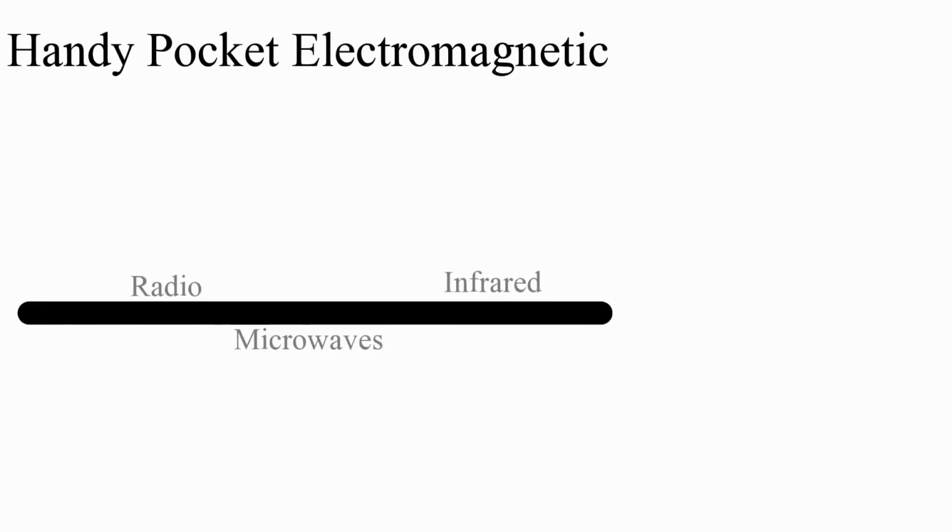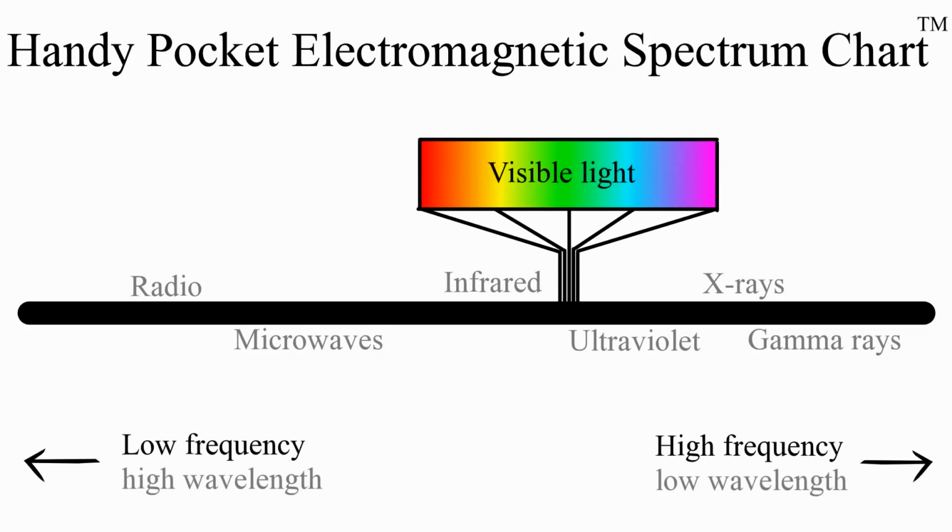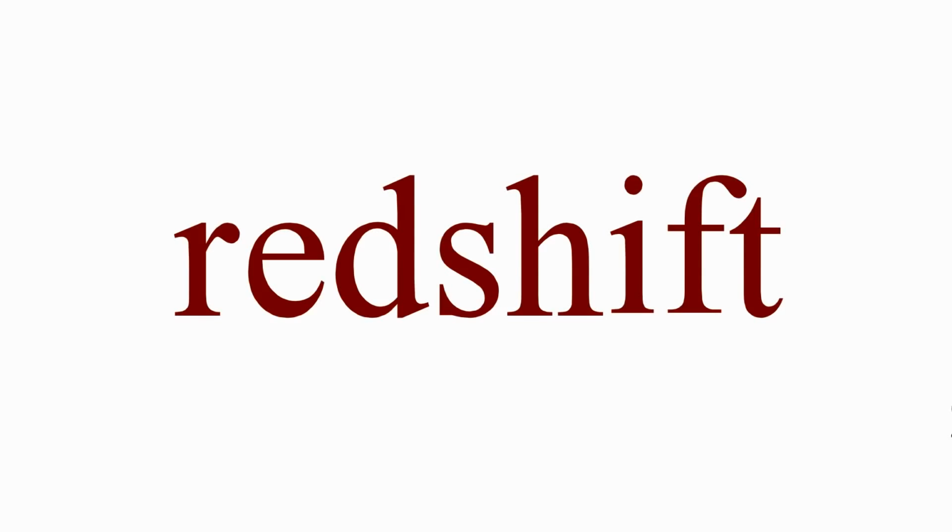Well, if we look at our handy pocket electromagnetic spectrum chart, we'll see that a small change in frequency for visible light will change its color. Higher frequency light waves means bluer light, and lower frequency light waves means redder light. This is called redshift, and it may possibly be among the weirdest and coolest things of all time.